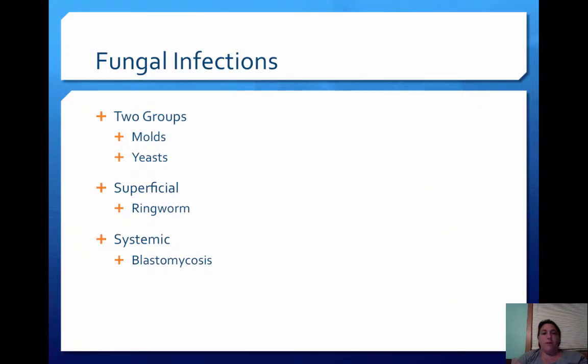Antifungals. So fungal infections, funguses break into two groups. So there's molds and yeast. And when we talk about fungal infections, there's usually two types. There's superficial, which would be something like ringworm, and then there's systemic, which would be internal, and that would be something like blastomycosis or aspergillosis. And these are all infections that you can get usually through the environment.